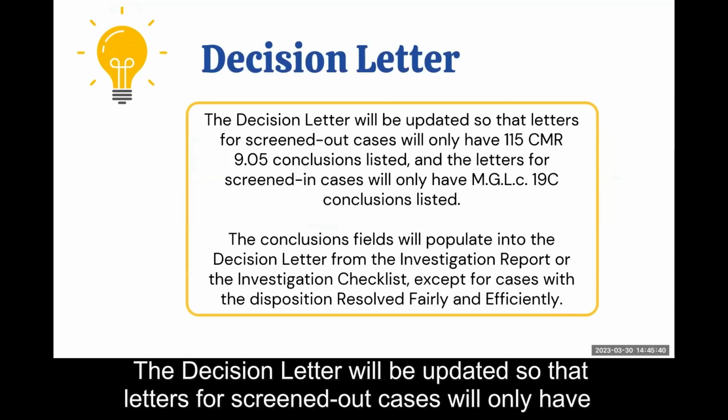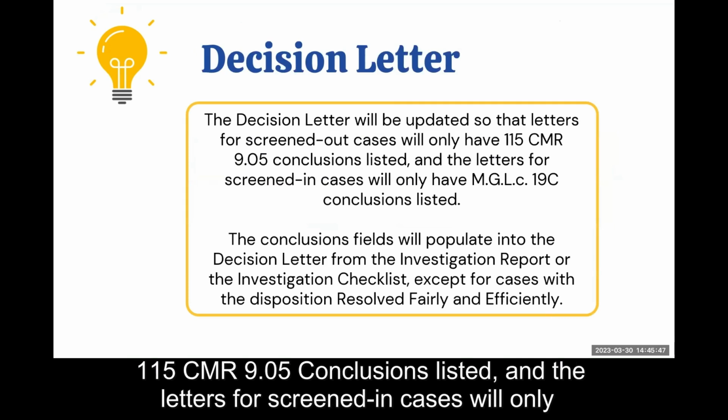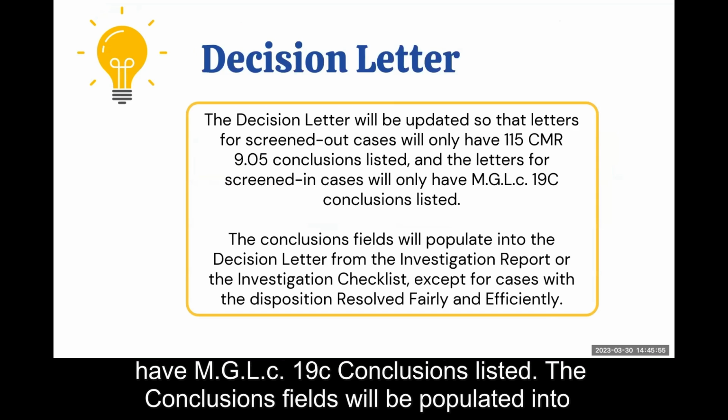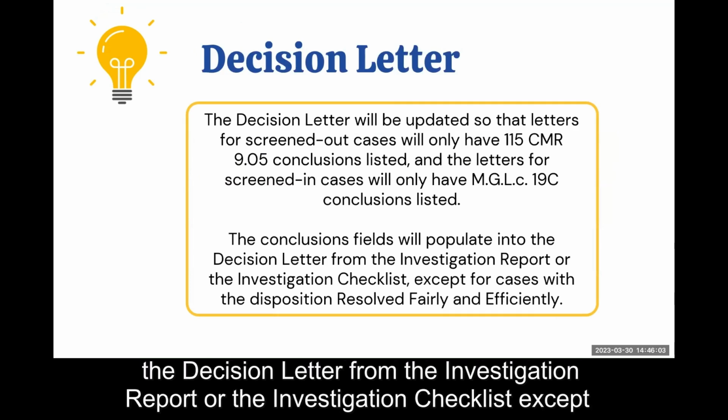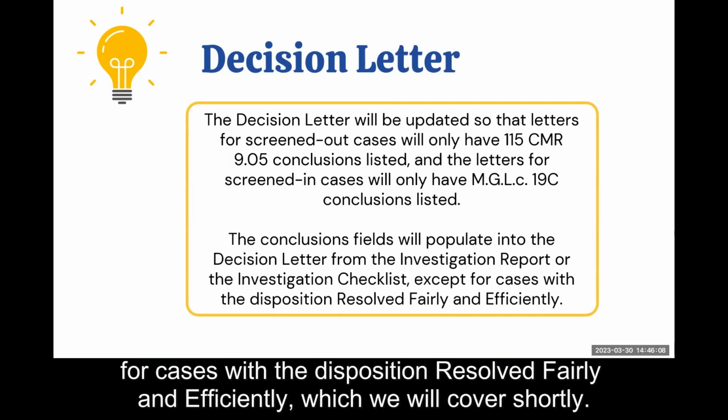The decision letter will be updated so that letters for screened out cases will only have 115 CMR 9.05 conclusions listed, and the letters for screened in cases will only have MGLC 19C conclusions listed. The conclusions fields will be populated into the decision letter from the investigation report or the investigation checklist, except for cases with the disposition resolved fairly and efficiently, which we will cover shortly.